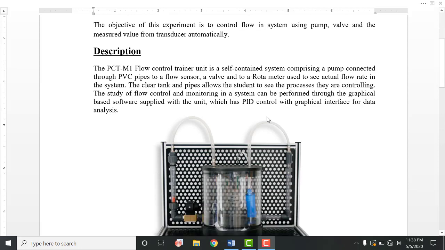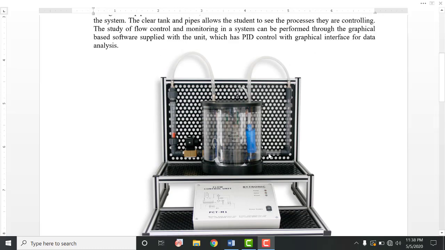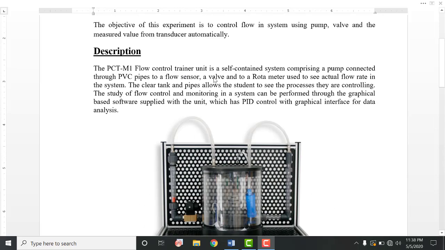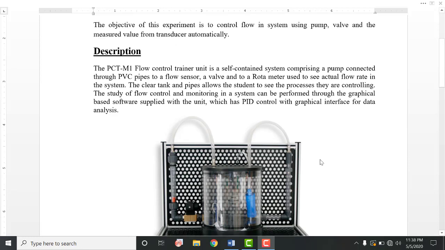The equipment we have already installed in our labs, and you can easily see in your labs, is PCTM1. The PCTM1 flow control unit is a self-contained system comprising a pump connected through PVC pipes to a flow sensor. PVC is polyvinyl chloride, a type of plastic, and through this piping the electric motor driven pump is connected with this tank. A rotameter is also installed, and a control valve is also installed to control the level of water. The clear tank and pipes allow the student to see the processes they are controlling.